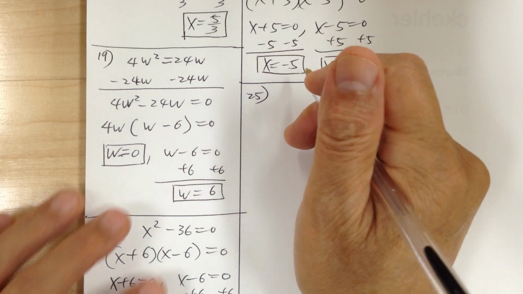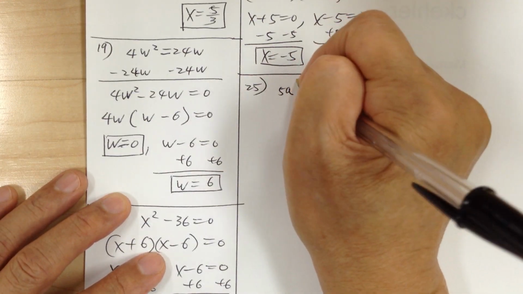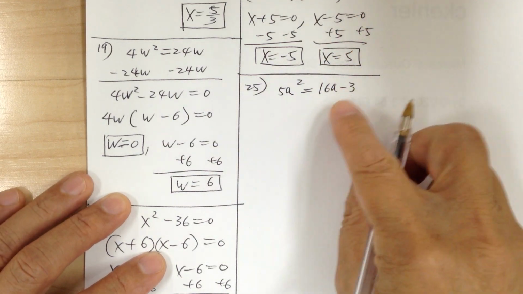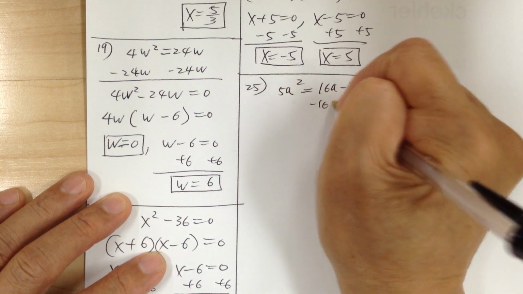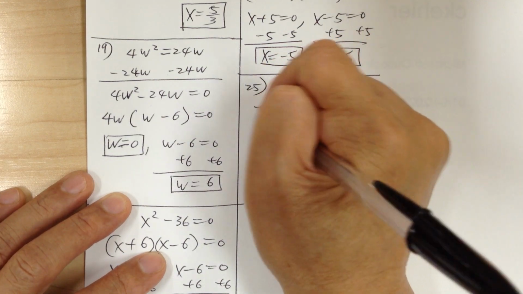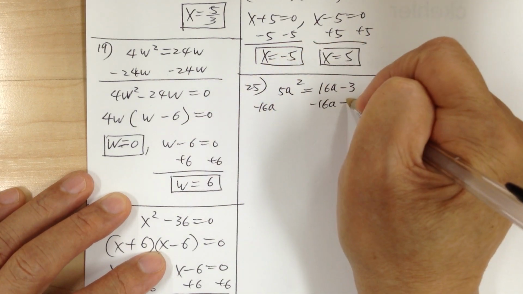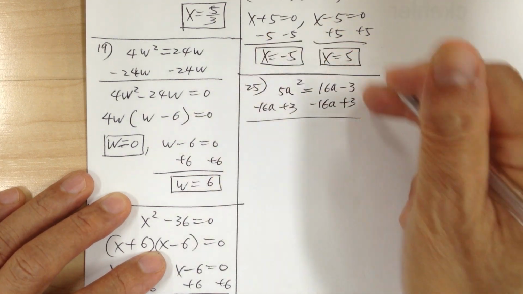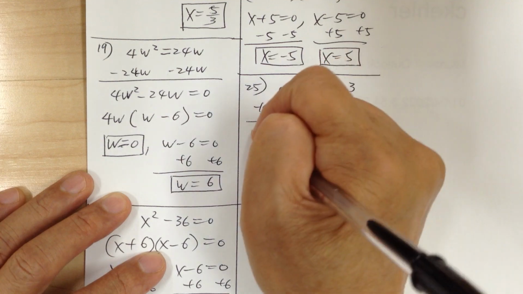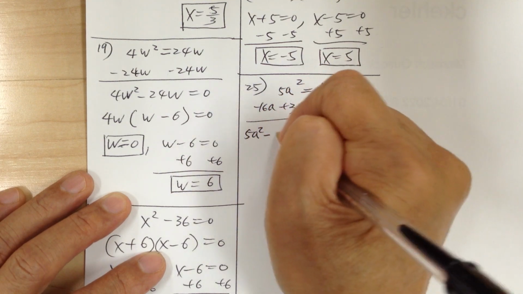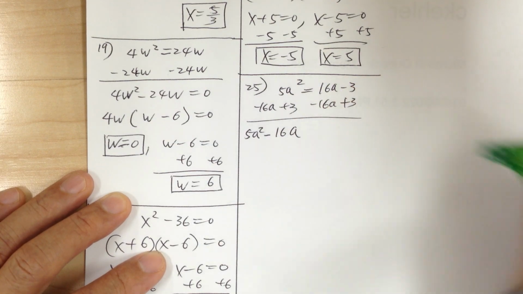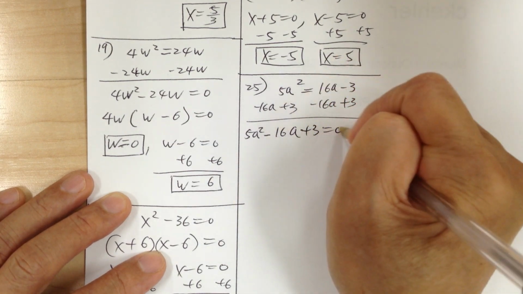Okay, 25. Here you have 5a squared equal to 16a minus 3. So again, first you have to make sure it's equal to 0. So move everything to the left hand side, plus 3. Make sure the right hand side is equal to 0. So you got 5a squared minus 16a plus 3 equal to 0.